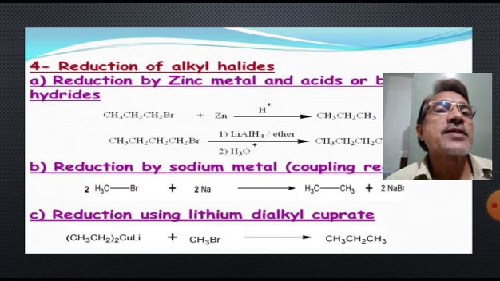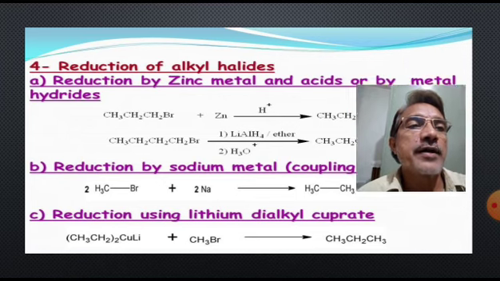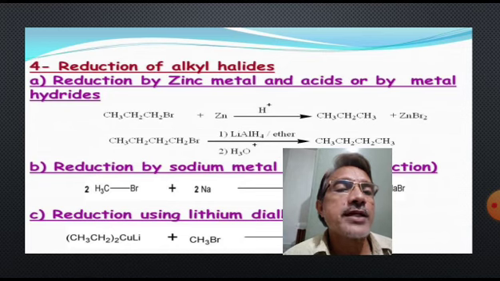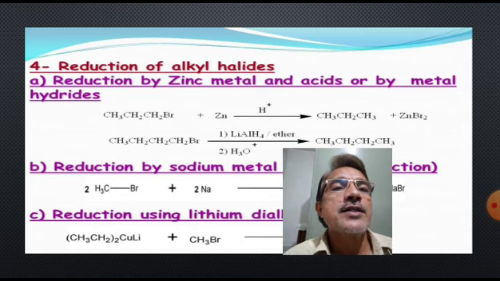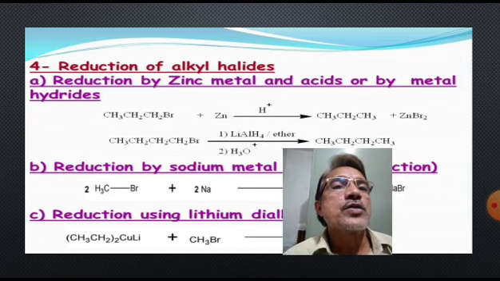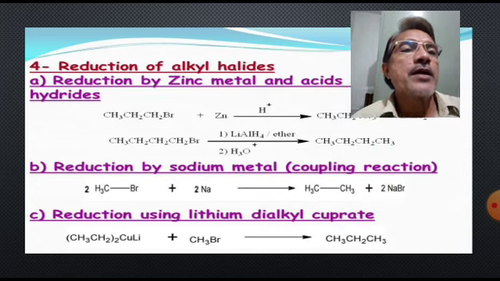Fourth property is reduction of alkyl halides. Reduction means addition of hydrogen or removal of halogen. Here, reduction by zinc metal and acids or reduction by metal hydrides. Example, CH3CH2CH2Br. This is propyl bromide. Propyl bromide or bromopropane on reduction by zinc metal in the presence of an acid gives propane. So any alkyl halide upon reduction gives an alkane. Reducing agents may be different.